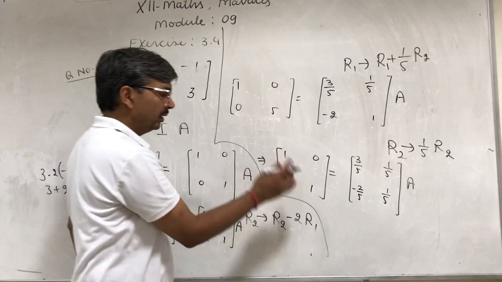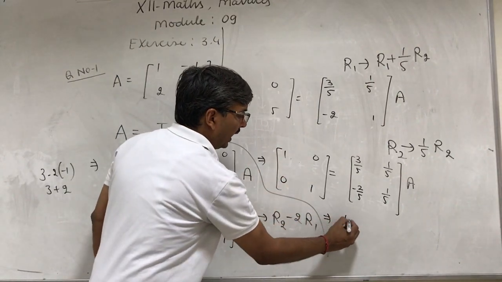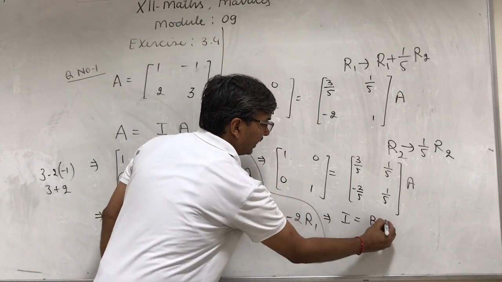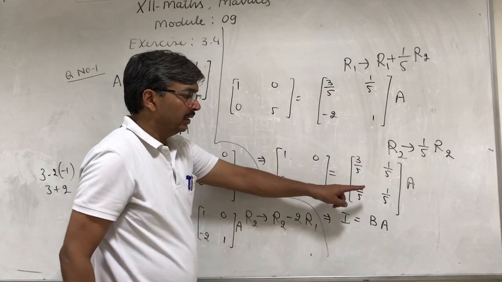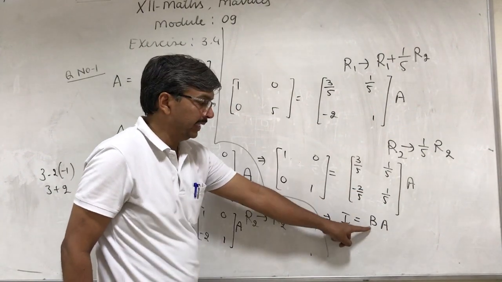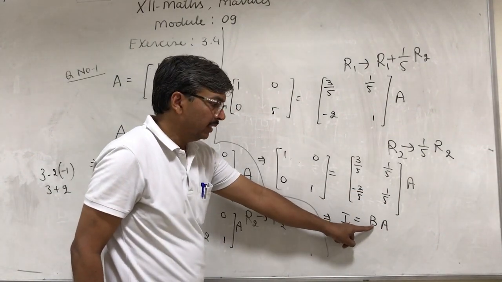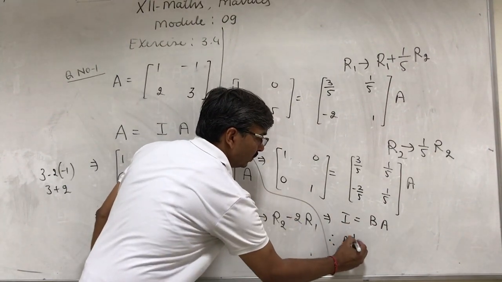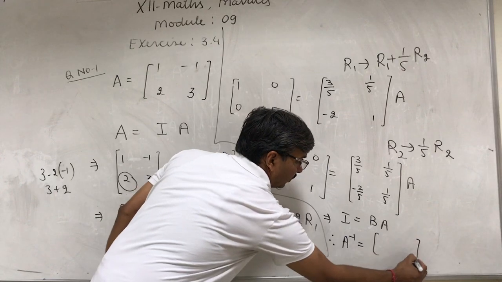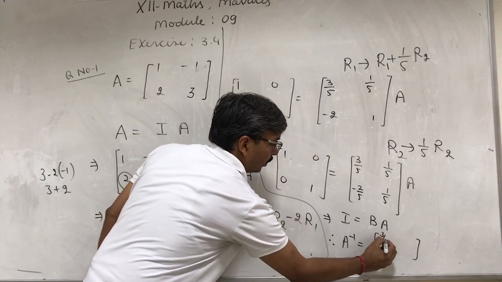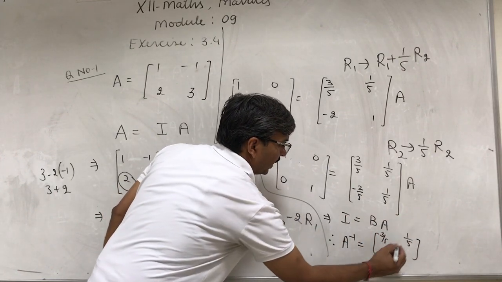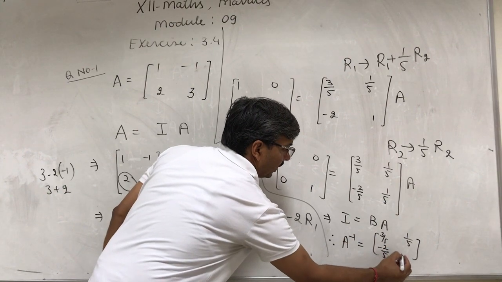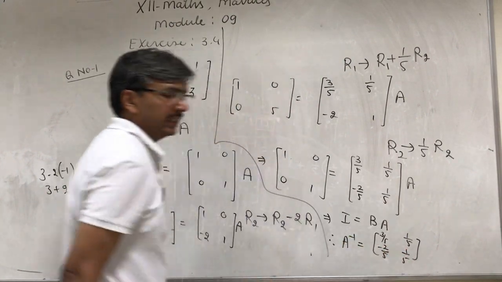So from here we got I equal to BA. If I call this matrix B, BA, then B is the inverse of A, therefore A inverse is this: 3 upon 5, 1 upon 5, minus 2 upon 5, and 1 upon 5. This is A inverse.